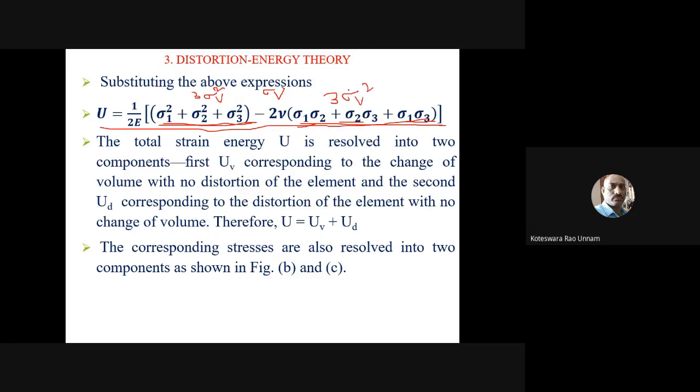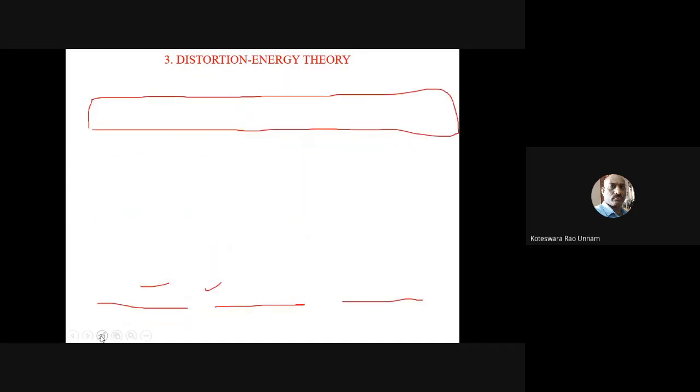If I take 3 sigma v square common throughout, then in place of 1 by 1, I'll get 3 sigma v square divided by 2E into, here I have only 1, and here I have 1 minus 2 nu. But what is this 3 sigma v square? Just now we have seen those relations for sigma v also. So now you need to substitute those relations so that you will get the expression for the strain energy.